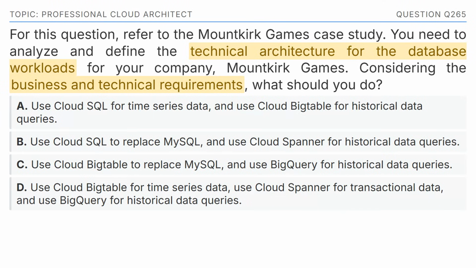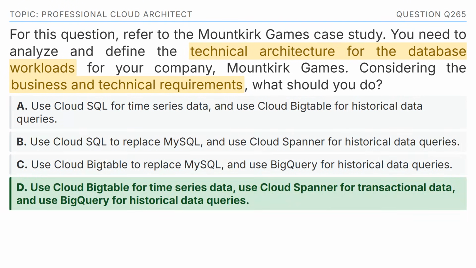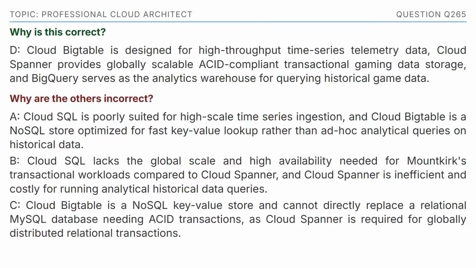To arrive at the correct answer, we focus on the keywords: technical architecture for the database workloads, business and technical requirements. The correct answer is option D, use Cloud Bigtable for time series data, use Cloud Spanner for transactional data, and use BigQuery for historical data queries. Why is this correct? D. Cloud Bigtable is designed for high-throughput time series telemetry data. Cloud Spanner provides globally scalable ACID-compliant transactional gaming data storage, and BigQuery serves as the analytics warehouse for querying historical game data.